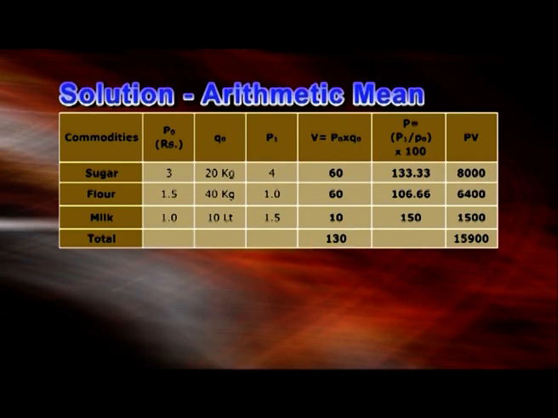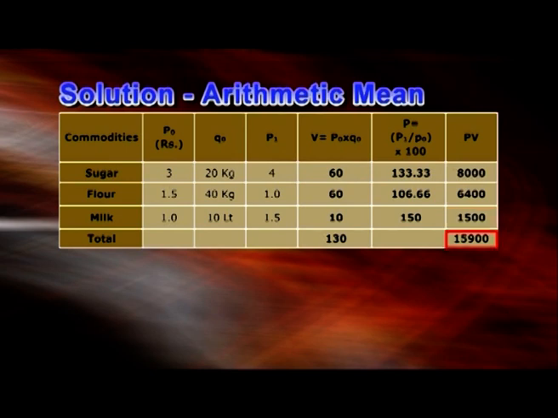Then we calculate the price relative P, which is equal to current price divided by price naught into 100, equal to 133.33, 106.66 and 150. In the last column, we get the values by multiplying price relative P into value weights V and get the PV values as 8,000, 6,400, 1,500, which gives the total summation PV equal to 15,900.